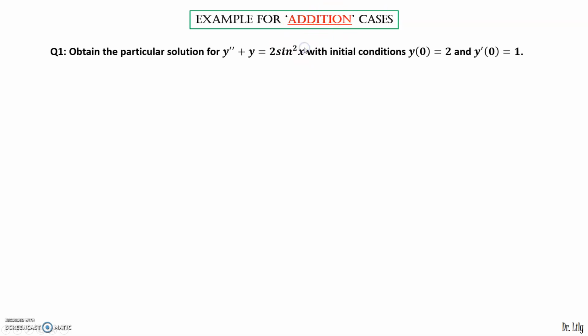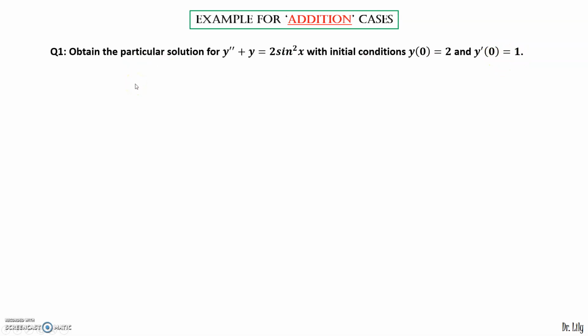So now let's have a look at the example when f(x) consists of addition cases. The question is, obtain the particular solution for y'' + y = 2 sin²x with initial conditions when x equal to 0, y equal to 2, and when x equal to 0, y' is equal to 1.